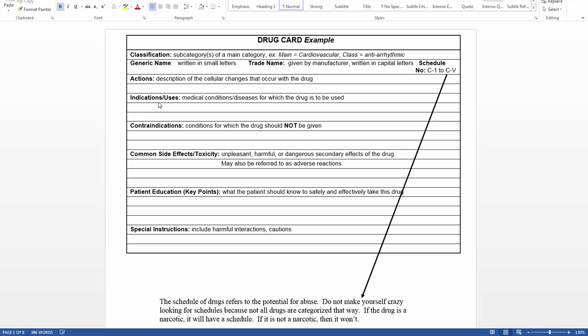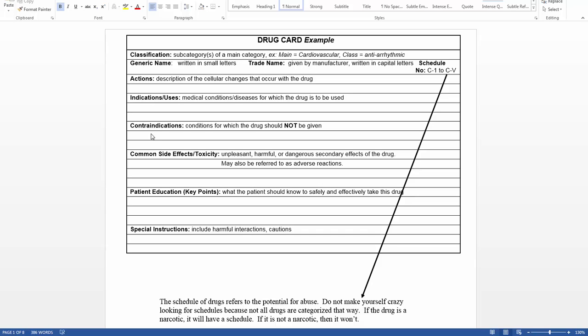Then you're going to be doing indications. This is a reason for why you would take a medication. For example, Zocor would be indicated for patients with elevated cholesterol levels. Next, you're going to be doing contraindications, and these are conditions for which the drug should not be given. For example, if a patient has liver disease, they should not take Zocor because Zocor is metabolized in the liver. So that would be a contraindication for that medication.